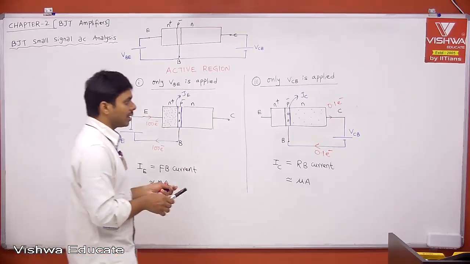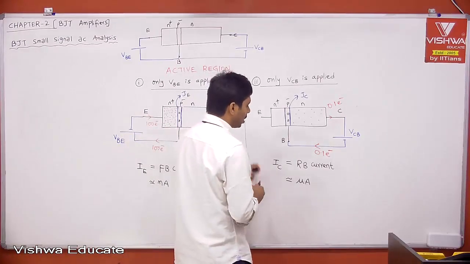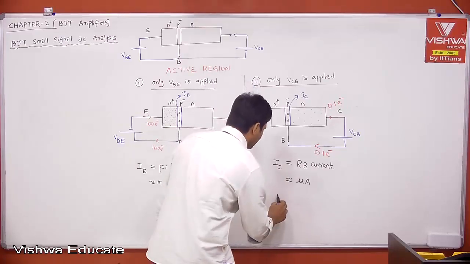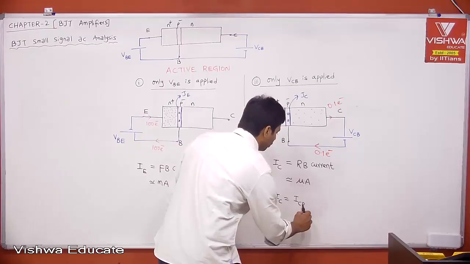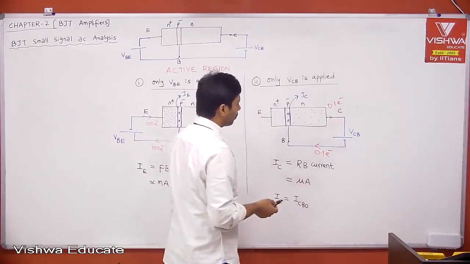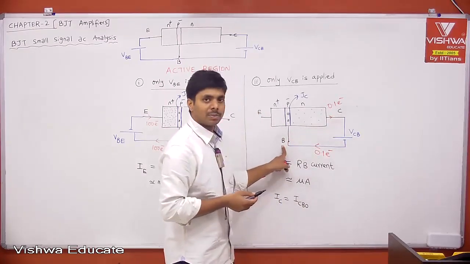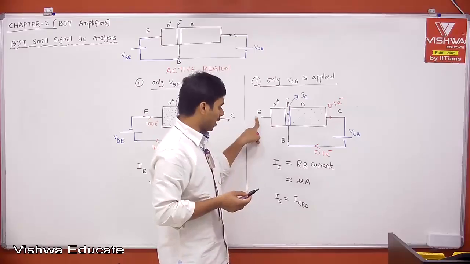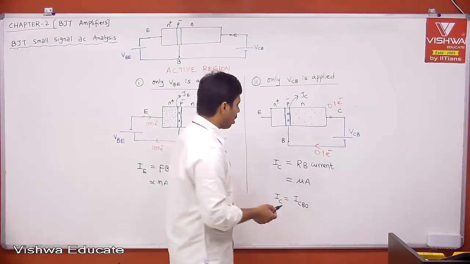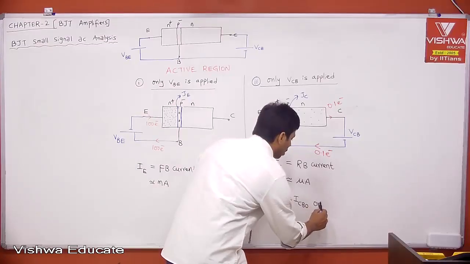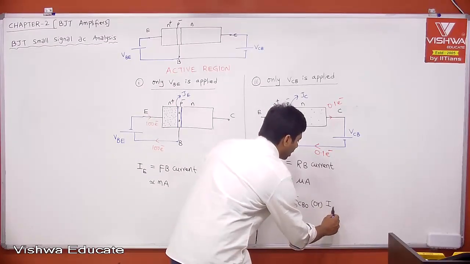And people call this current, whatever current we have, IC equal to ICBO. What is ICBO? Collector to base reverse bias current when the emitter is opened. That is, the collector current reverse saturation current.